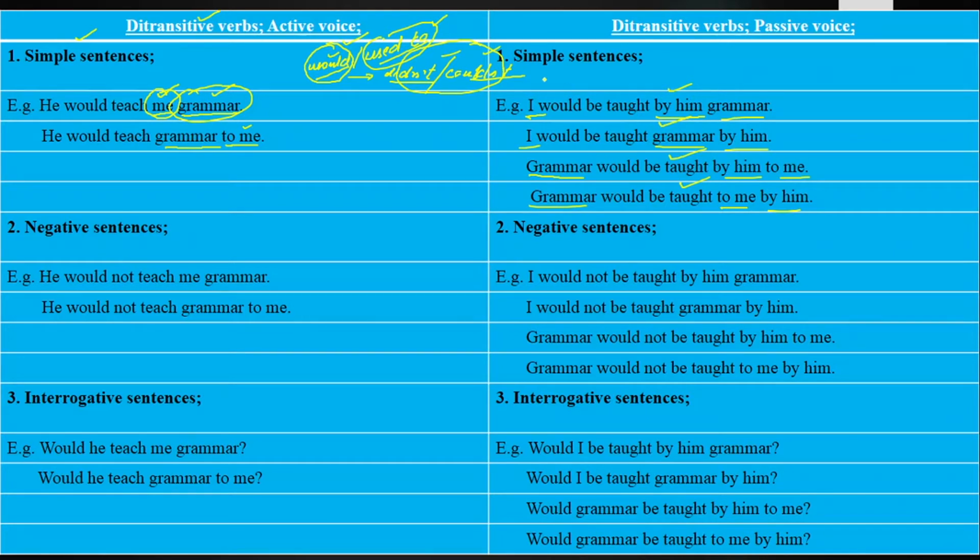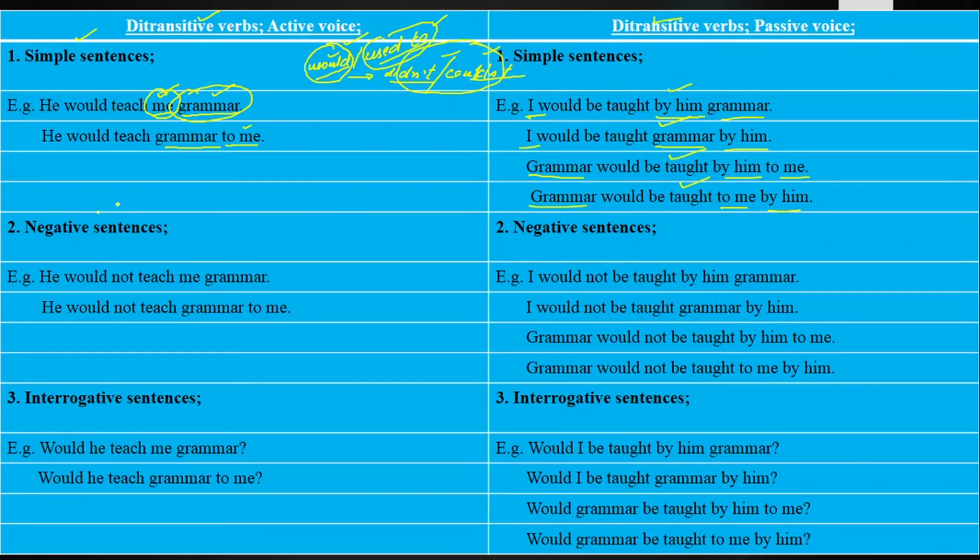Here we will not write the formulas, because we do not have that much space. We will just discuss how you are going to change them because we have already learned the active voice and passive voice of the modal auxiliary verb would. Here we are just learning how to change the ditransitive verbs from active voice into passive voice in four ways.